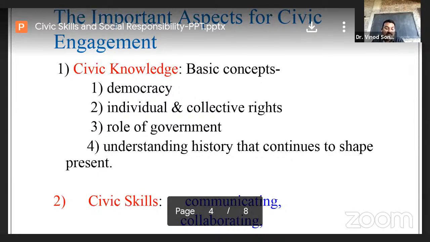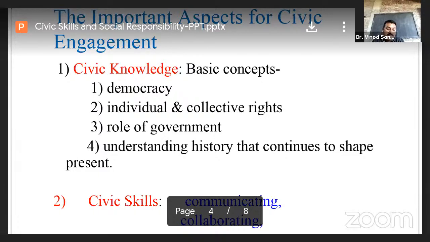Then the fourth one is the right to freedom of religion. You have the right to choose any religion, because India is the only country where people of all religions live, because freedom is there. As we know, Pakistan is a Muslim country, but in India people of all religions live because there is choice. There is freedom of choosing the religion.